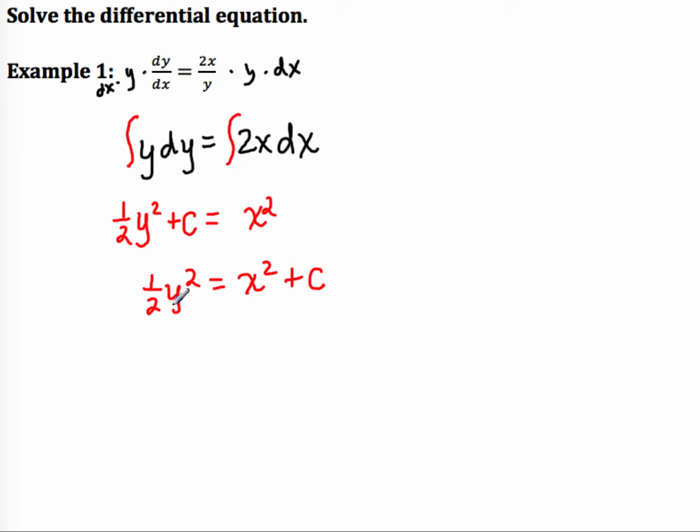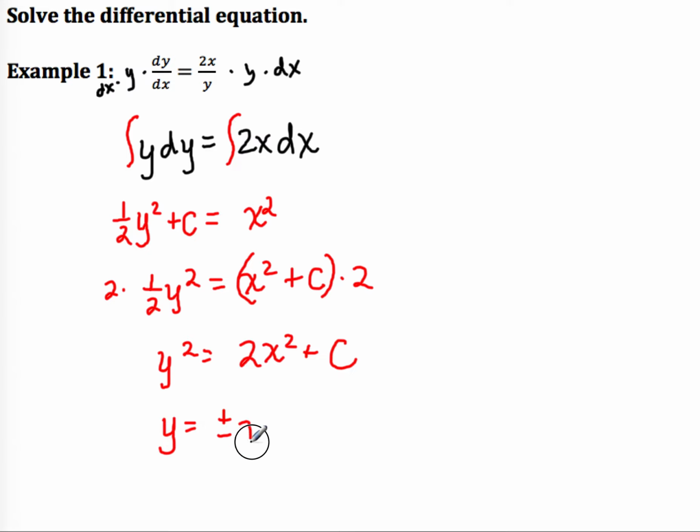Get rid of my 1/2 here by multiplying by the reciprocal on both sides. And we're going to follow up with that same thing: if I have 2x squared plus 2c, well, that's really still just double my constant, so I could still call that c, because that constant still represents some number. Whether it's a negative number or that number is doubled, it's just some constant. And now to isolate my y variable, I would have plus or minus the square root of 2x squared plus c. And there is my general solution to the differential equation.